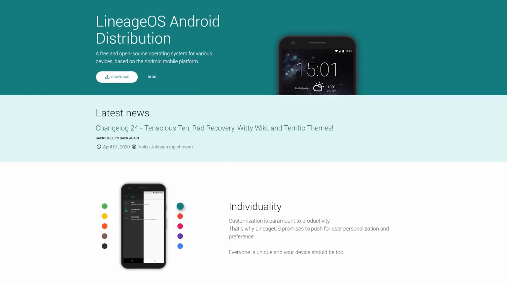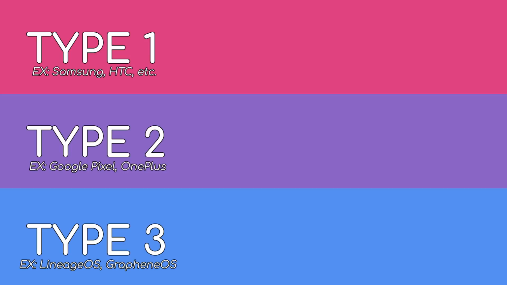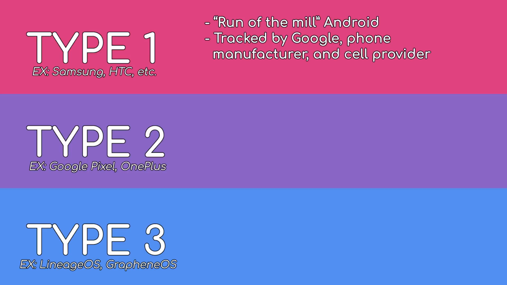Final note before starting, this video will cover custom ROMs like LineageOS and GrapheneOS in Zone 3, but it'll also cater to a more traditional lockdown Android device that doesn't allow custom ROMs. This video will refer to Android as 3 different types. Type 1 Android is your run-of-the-mill phone from a cell company. These typically involve Google, the manufacturer, and your cell company tracking you, as well as poor security update support, and typically locked bootloaders preventing any modification.